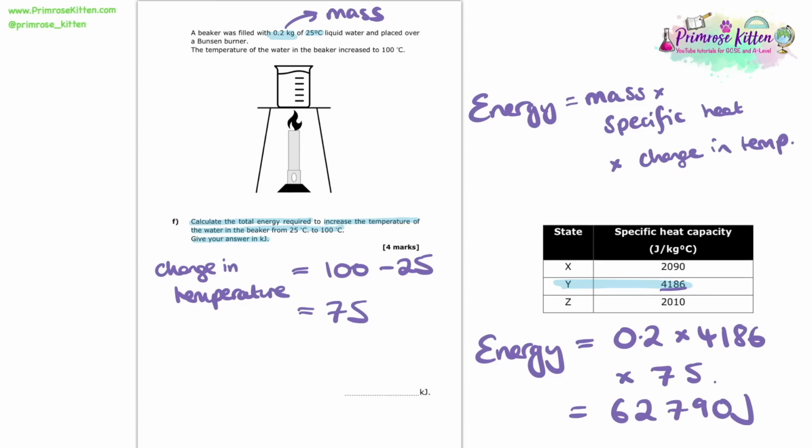Now, popping that into the calculator, I get 62,790 joules. However, this question is asking for the answer in kilojoules, isn't it? So we need to know that we can convert from joules to kilojoules simply by dividing through by 1000. And so that's exactly what we do here. And we get 62.79 kilojoules.